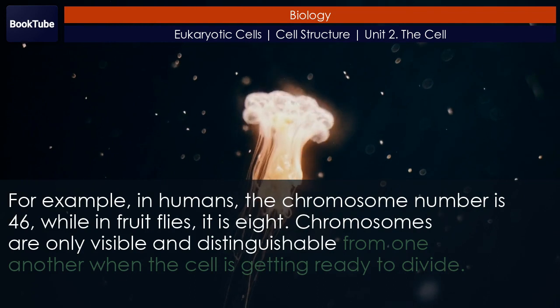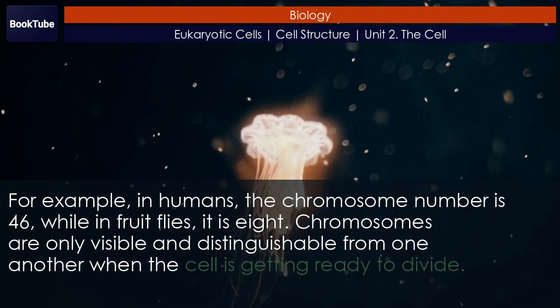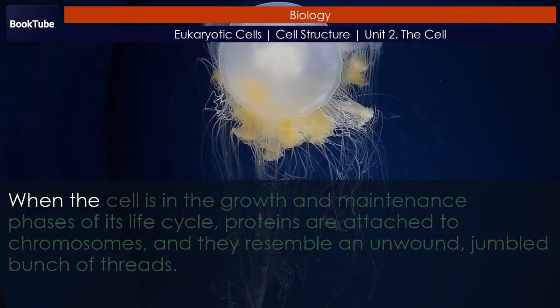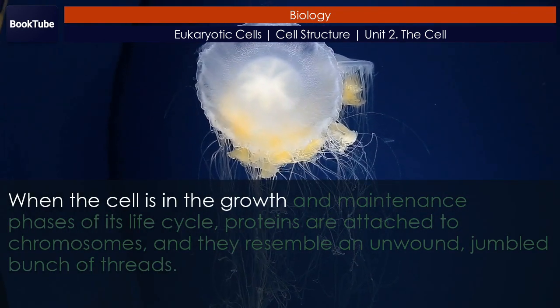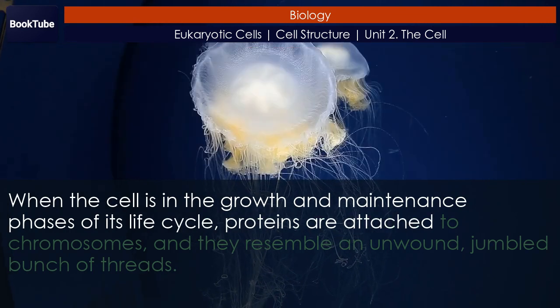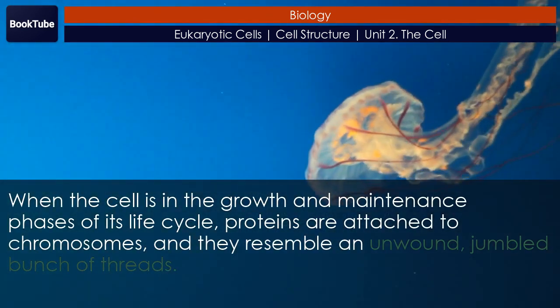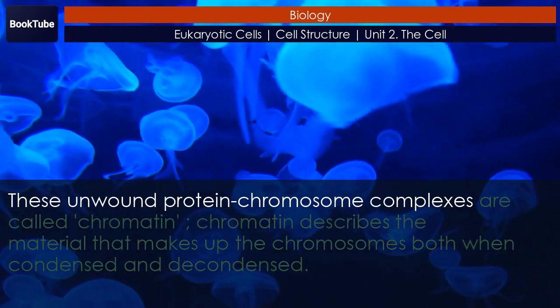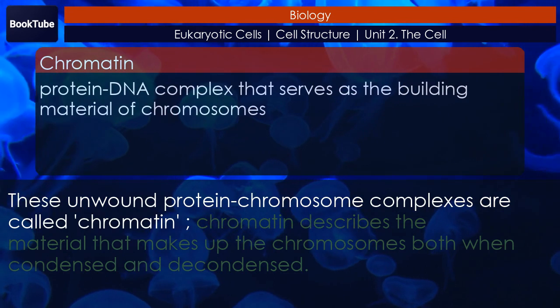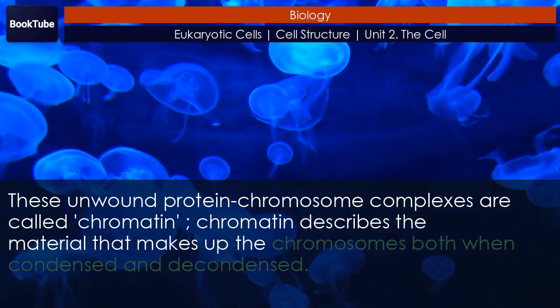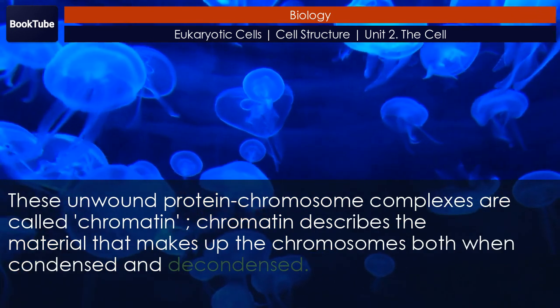Chromosomes are only visible and distinguishable from one another when the cell is getting ready to divide. When the cell is in the growth and maintenance phases of its life cycle, proteins are attached to chromosomes, and they resemble an unwound, jumbled bunch of threads. These unwound protein chromosome complexes are called chromatin. Chromatin describes the material that makes up the chromosomes both when condensed and decondensed.